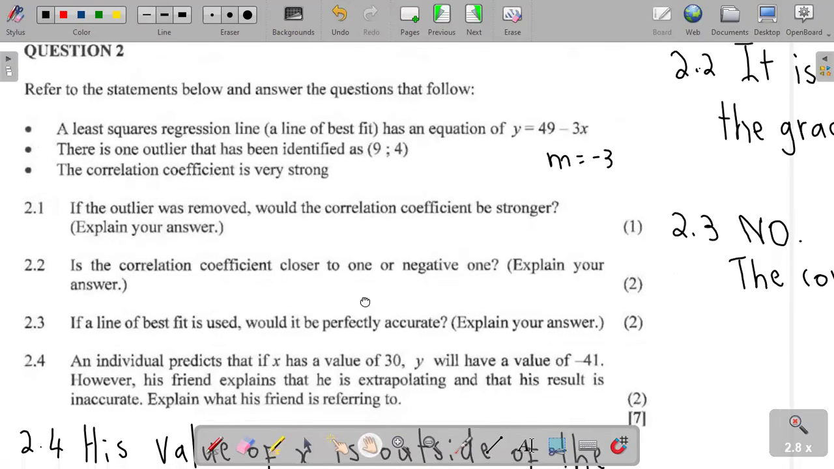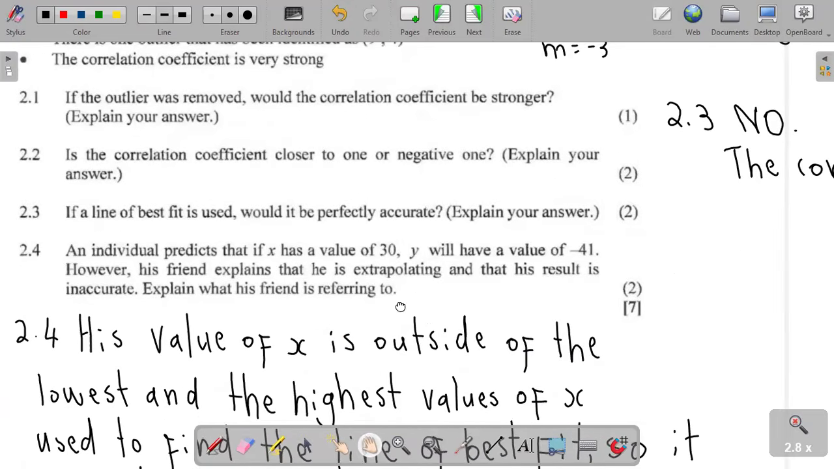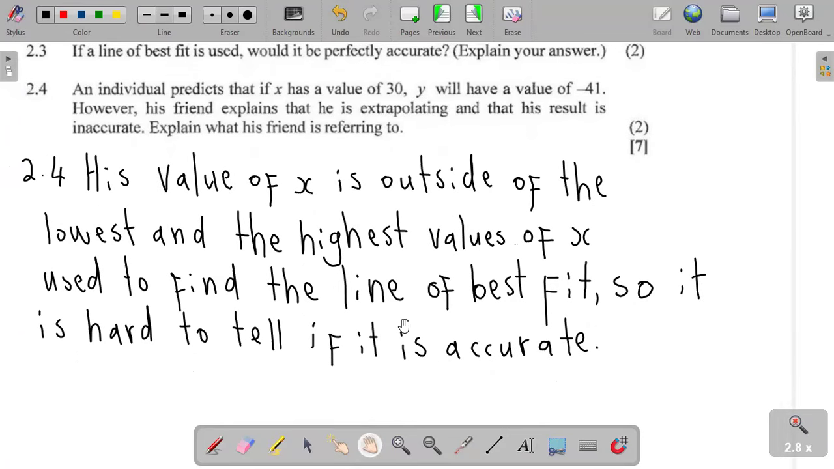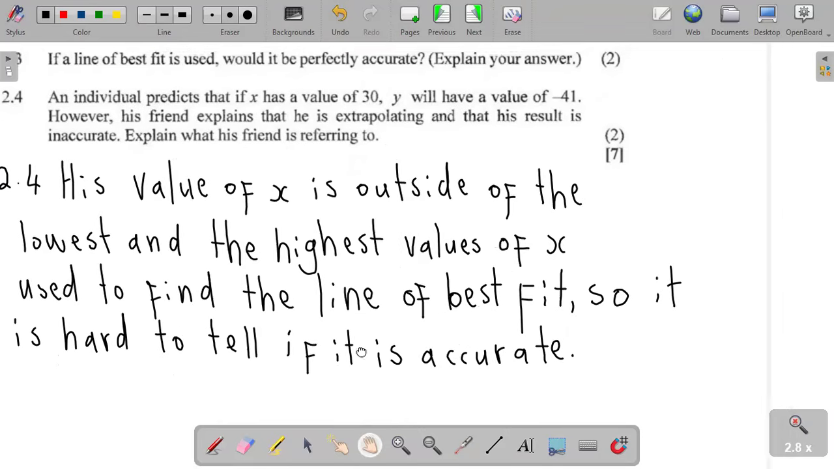And maybe that's why the friend is saying that it is inaccurate. Okay? He is extrapolating, okay? And the value of the result is inaccurate. It could be because it is outside of the range of the values of x that were used to find the line of best fit here. Okay? So I hope that makes sense.